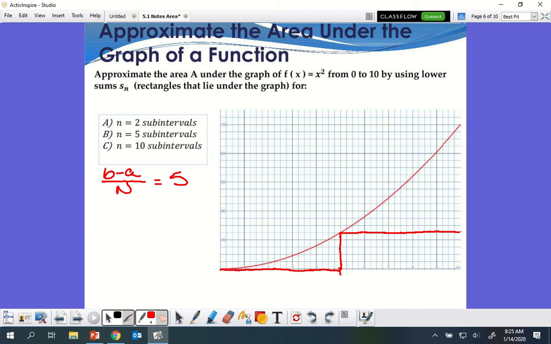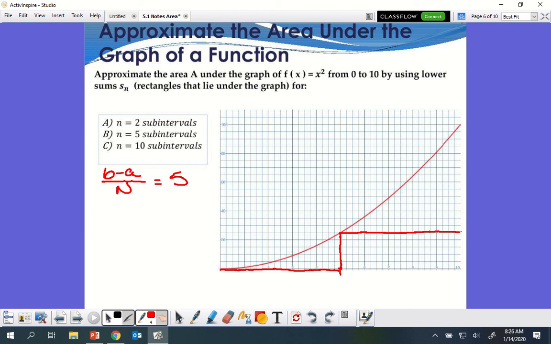So to find the area of this one, it would be my width of 5 times my height of 0. So that's going to be 0, right? Okay. And what about this side over here? It's a width of 5 times a height of 25. Why do I know it's 25?